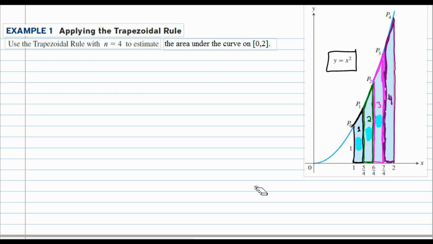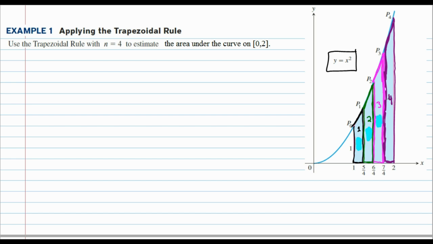So in example 1, I'll show you what that means in more of a concrete situation. We're going to use the trapezoidal rule with n equals 4. So we're going to divide this area into 4 trapezoids, and we're going to estimate the area under the curve from 0 to 2. Now, unfortunately, my picture here has it from 1 to 2.